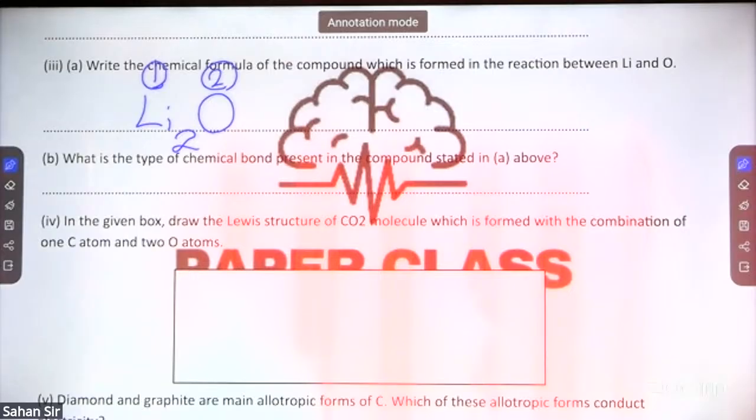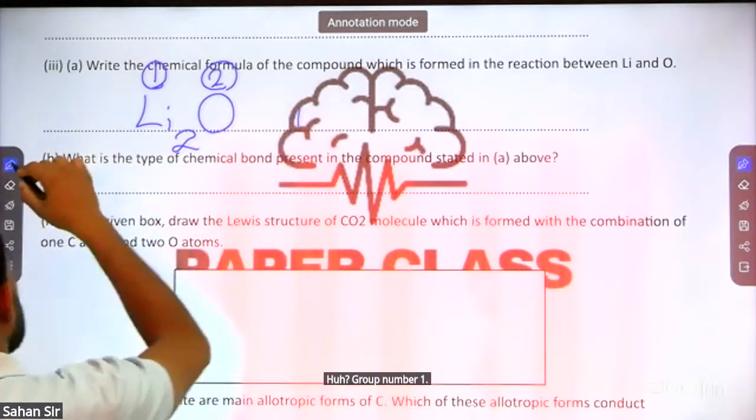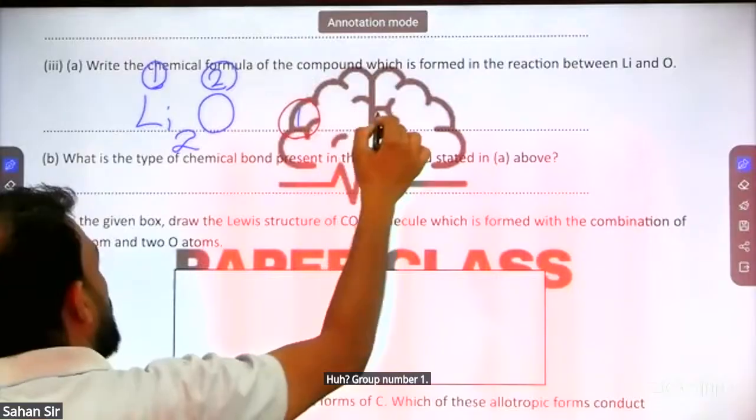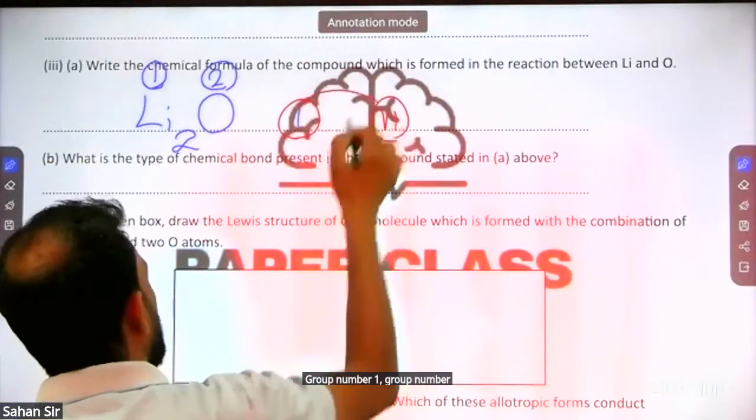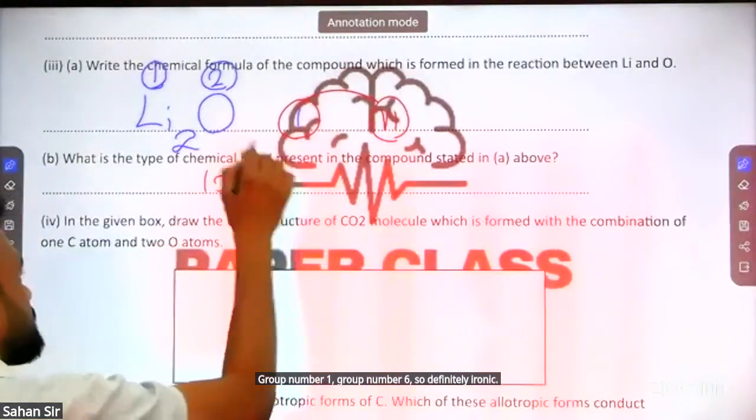Say your answer. What is your answer? Covalent, no? Group number 1, group number 6. So definitely ionic. Ionic.